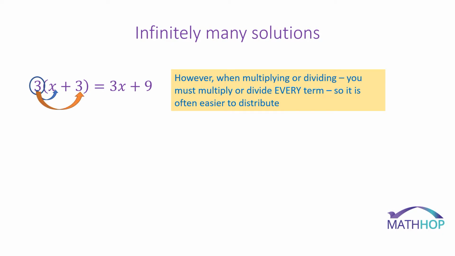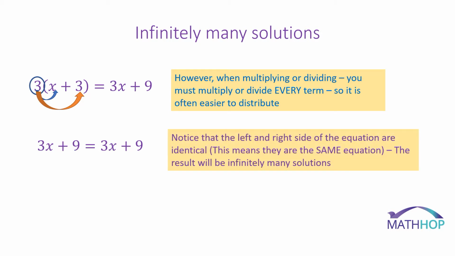When we rewrite that, we get 3x plus 9 equals 3x plus 9. Notice that we have the same exact expression on both the left-hand side and the right-hand side of the equation. This means you will have infinitely many solutions. Any value you choose to put in for x will create the same value on the left side as the right side, clearly because they're identical expressions. But let's go ahead and solve it just to show you.